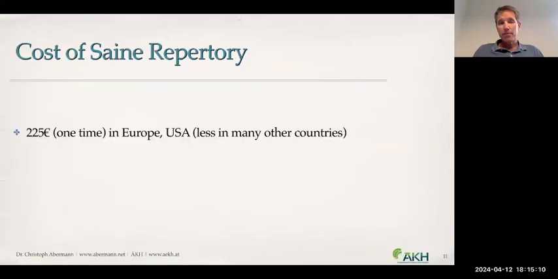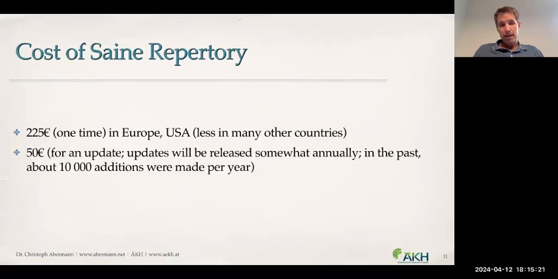What about the cost of the repertory? It will be 225 euros one time in Europe and the USA. It will be less in many other countries. As you know, the prices are different depending on the country. And the updates will be 50 euros each, and approximately every year there will be an update.